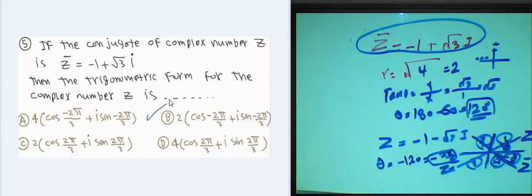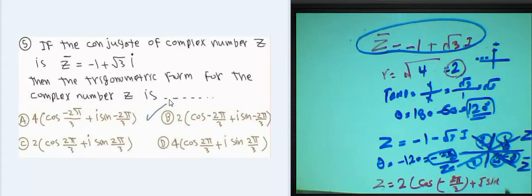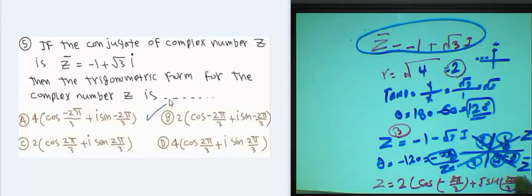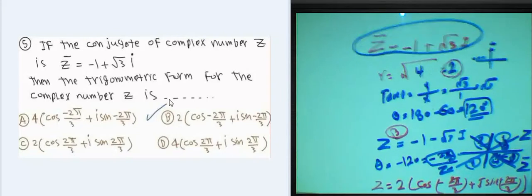Understood? Then you can write z in trigonometric form: write r outside, r equals r times cosine of this angle negative 2 pi over 3 plus i multiplied by sine of negative 2 pi over 3. Okay, choose letter B. The result will be letter B for this example. Okay, understood?